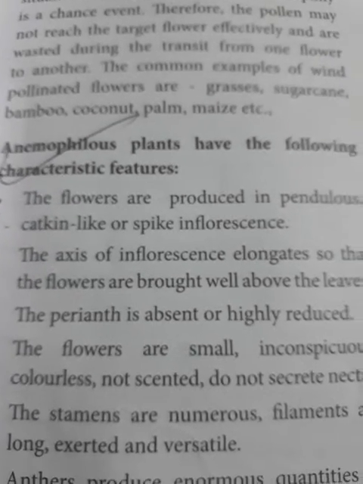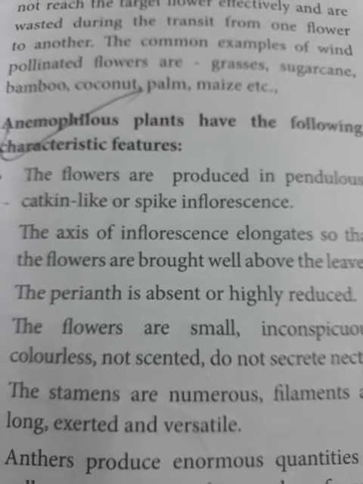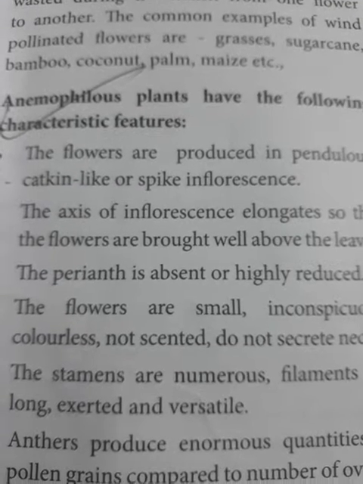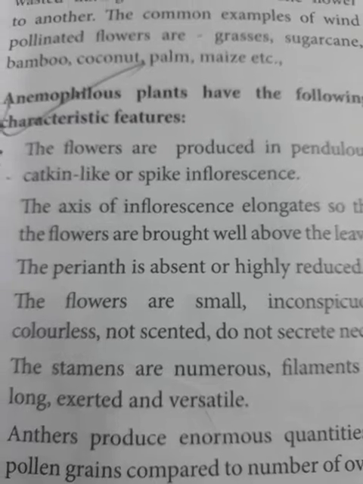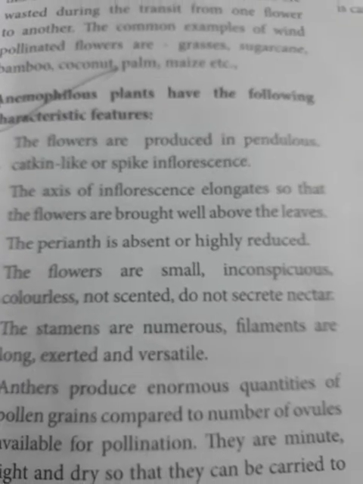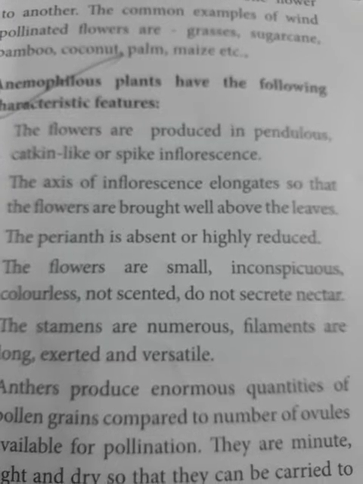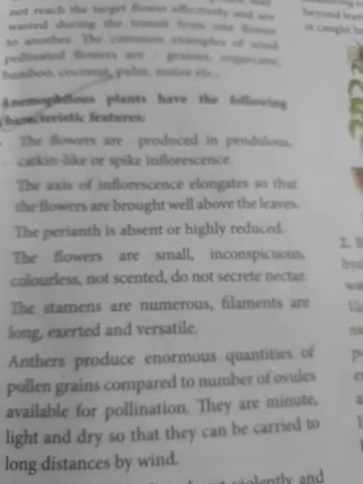First point, the flowers are produced in pendulous, catkin-like and spike inflorescence. Already we have discussed all these terms in the first volume in 11th standard, types of inflorescence. Number 2, the axis of inflorescence elongates so that the flowers are brought well above the leaves, that means to be exposed to wind to catch the pollen grains.